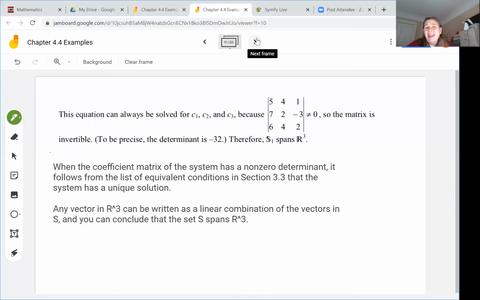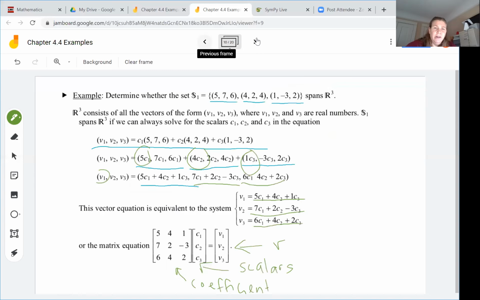When the coefficient matrix of the system has a non-zero determinant, like we have right here, it follows from that list of equivalent conditions that we had back in section 3.3 that the system has a unique solution. So any vector in R3 can be written as a linear combination of vectors in S, and you can conclude that S spans R3. And that's because we're able to show the coefficient matrix has a non-zero determinant.